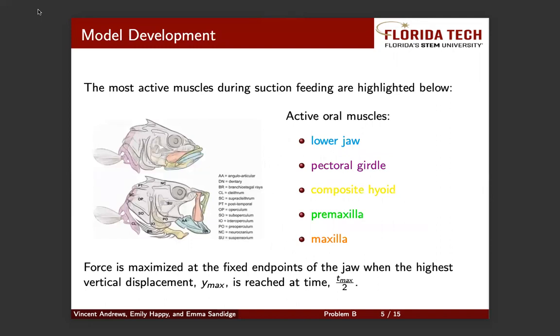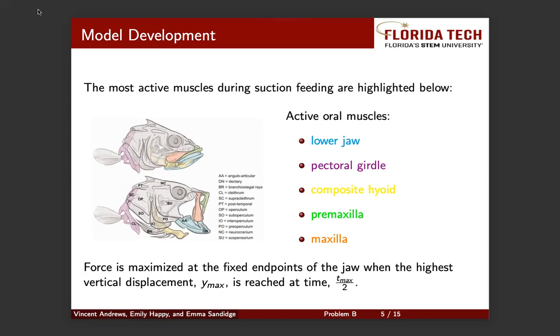So for our model, we got this image from the source provided to us on the left, and it shows the largemouth bass with its mouth closed and then open, and it highlights the 5 major muscle components affecting the motion of suction feeding. So we have the lower jaw, the pectoral girdle, the composite hyoid, and then the maxilla and premaxilla muscles.